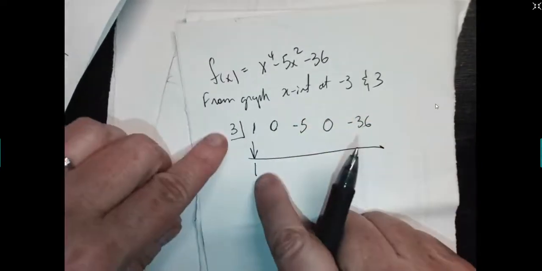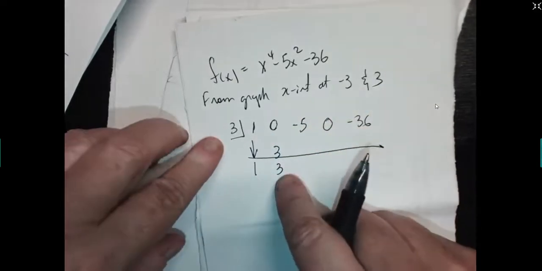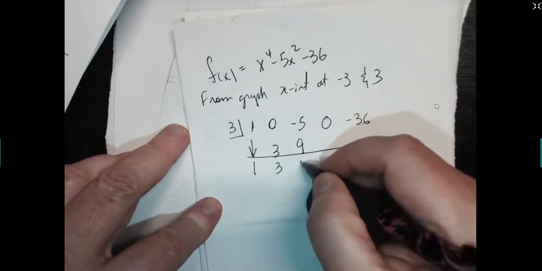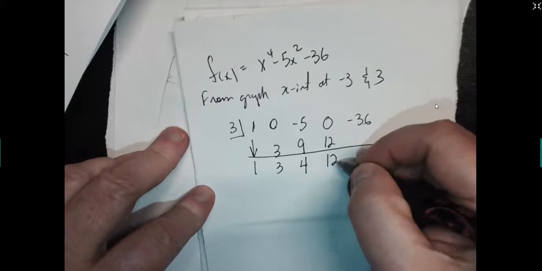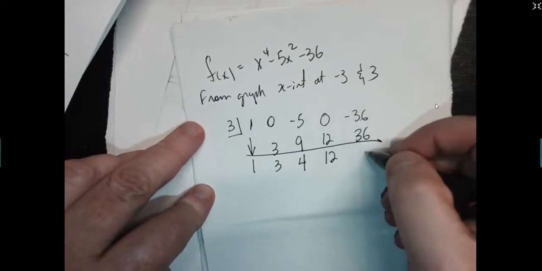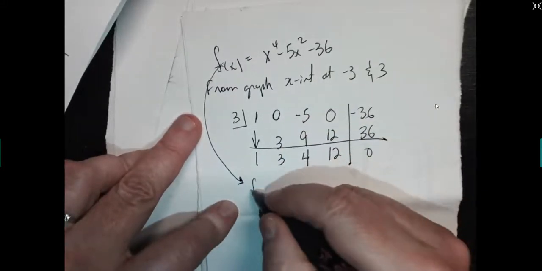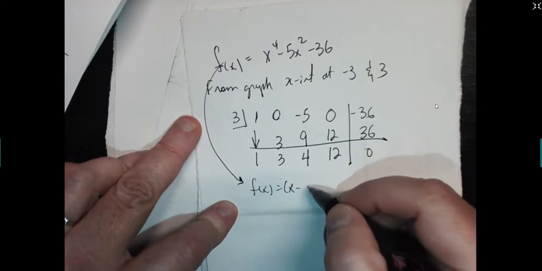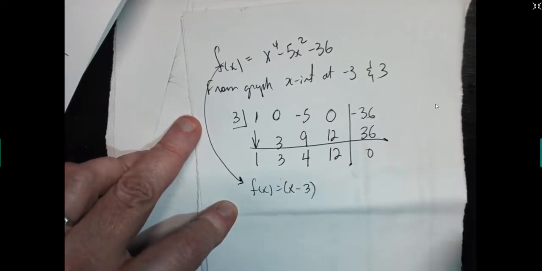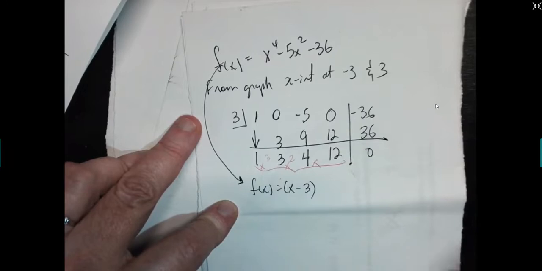So 1 times 3 is 3, and I add. 3 times 3 is 9, and I add. 4 times 3 is 12, and I add. 12 times 3 is 36, and we add, and I get 0. So I can write this as the divisor, x minus the number in the box, times the quotient. That's my term for x, x squared, and x cubed.